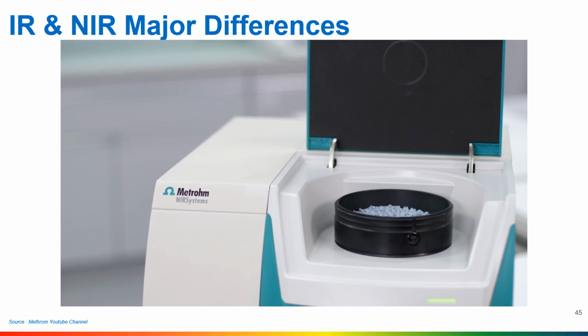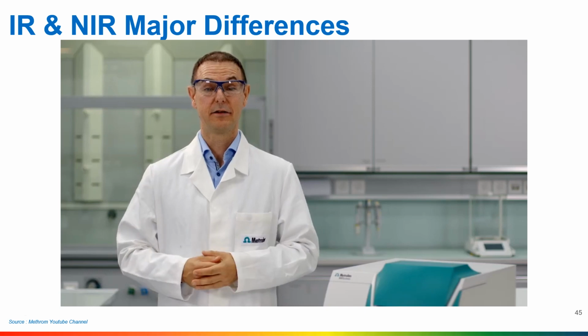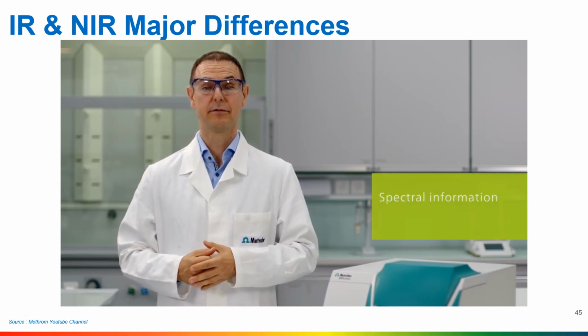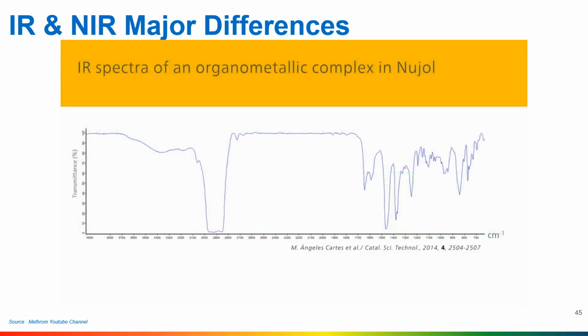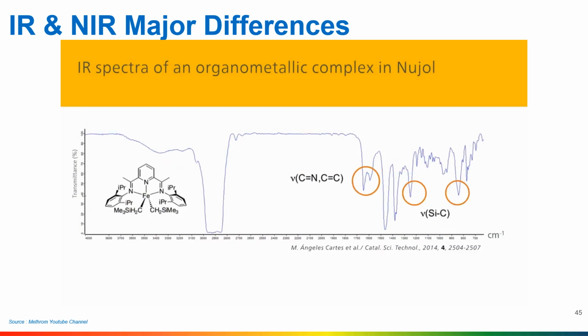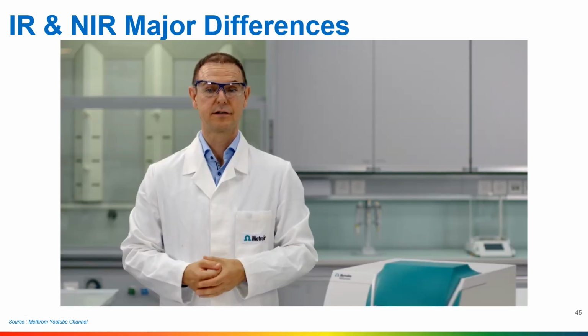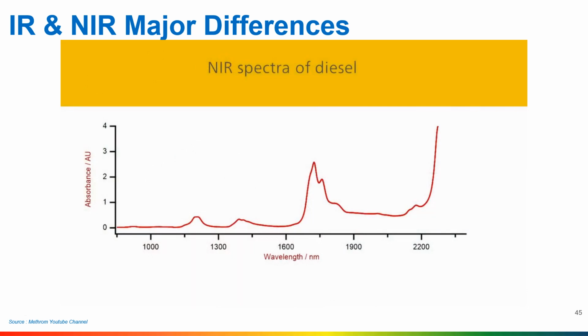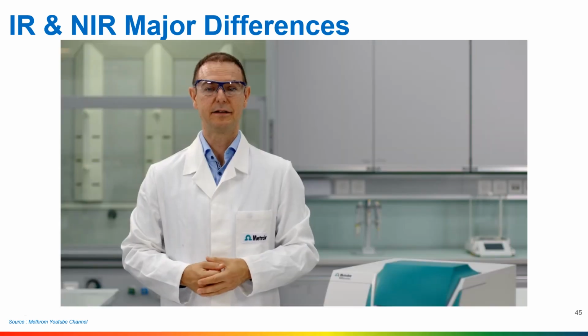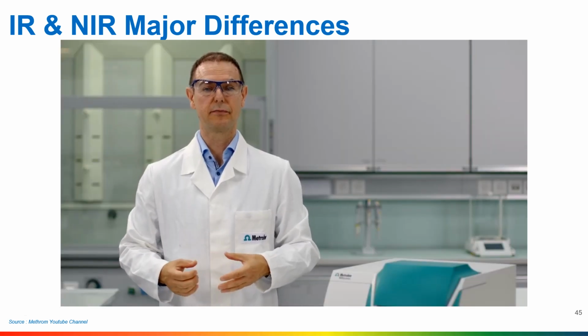Finally, the third major difference, the spectral information. IR spectra are suitable for identifying functional groups within a sample, as well-defined, sharp bands are observed for various functional groups. In contrast, bands in NIR spectra are much broader. This makes identification of functional groups more difficult.